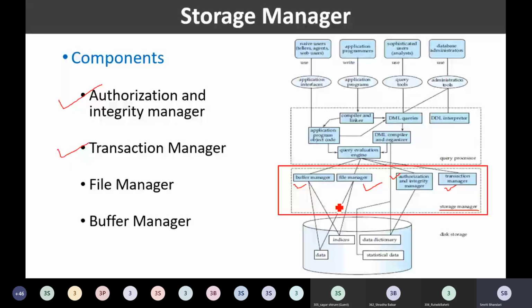Say for example, let us assume that we are undergoing one transaction. What is that transaction? Suppose I have 2 departments in my university schema, say department A and department B.